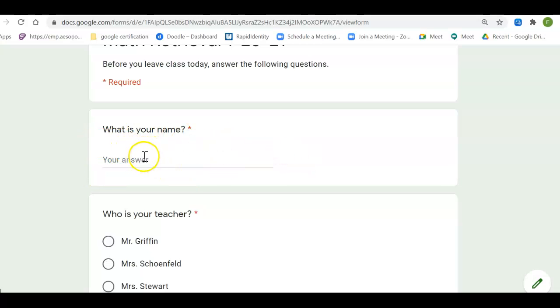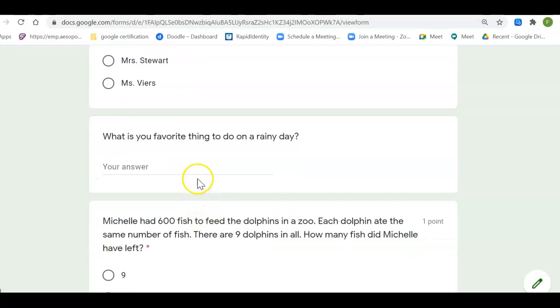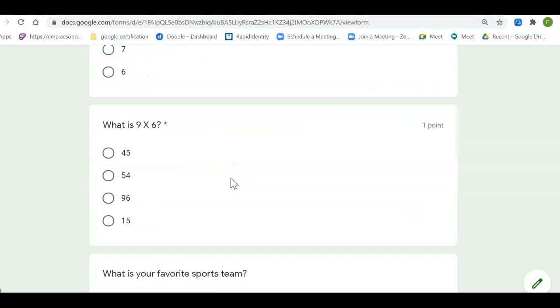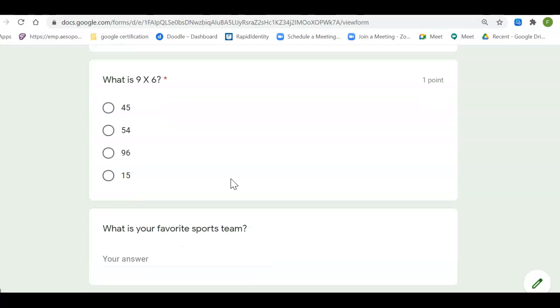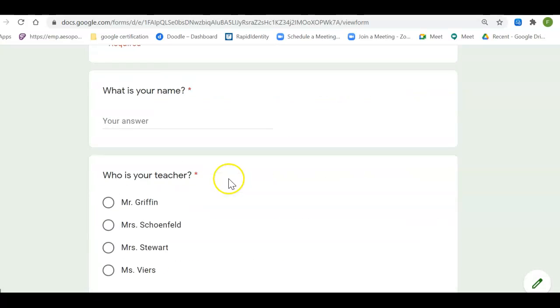Complete your name, first and last name, indicate who your teacher is. And there's a few more questions in here. Some are related to our math and some are not. For the ones that are related to the math, you can go ahead and solve the problems in your notebook and then note your answer on the document by clicking in the bubble.